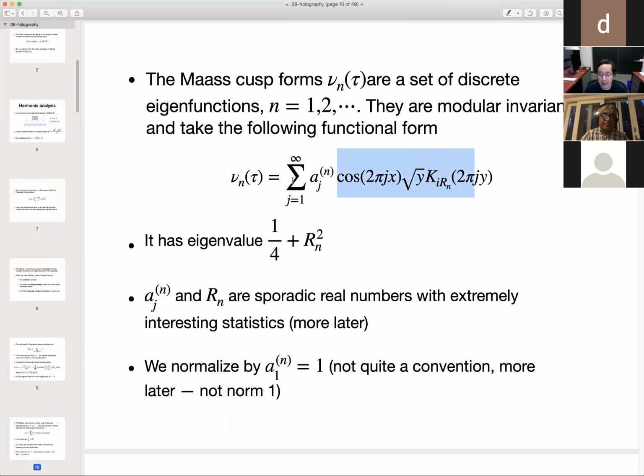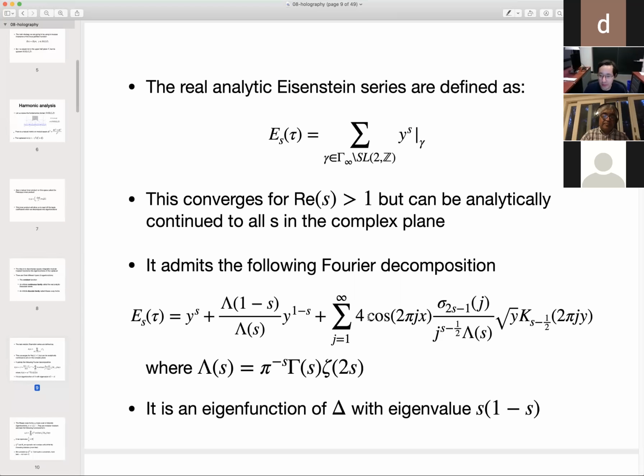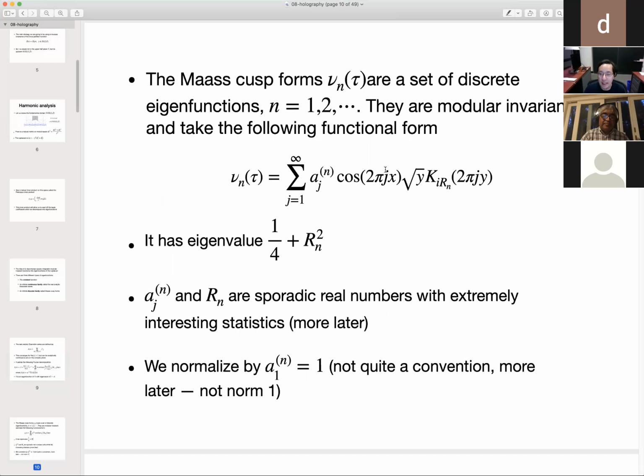So first, it looks very similar. This Bessel function times square root of y, and so on. This is exactly the same functional form as appeared here. There's a cosine 2 pi jx, square root of y, and some Bessel function. And that's because, again, this combination is just the solution of the differential equation you get by demanding that it's an eigenfunction of the Laplacian. But now there's no scalar piece.